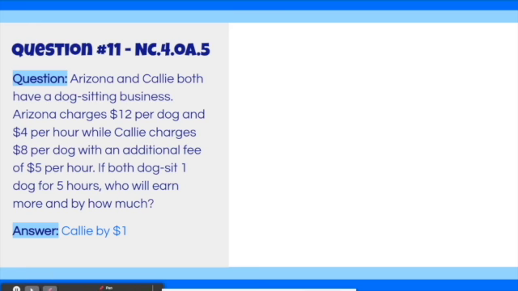We're going to solve this question using equations. Okay, we're going to start off with writing Arizona's equation. So A is for Arizona, and she earns $12 per dog, so that's 12 times D, D is for dog, plus $4 per hour, so 4 times H, and H is for hour. So it says that both of them dog sit one dog for 5 hours, so we're going to plug 1 in for D and 5 in for H. So we're going to write that down on the side. So in this case, D equals 1 and H equals 5.